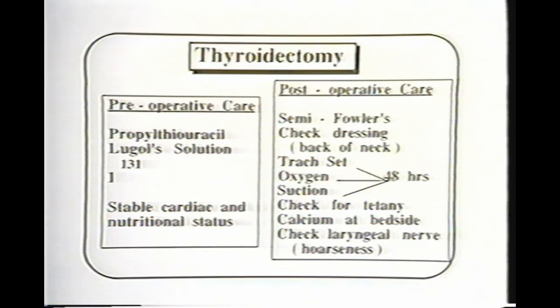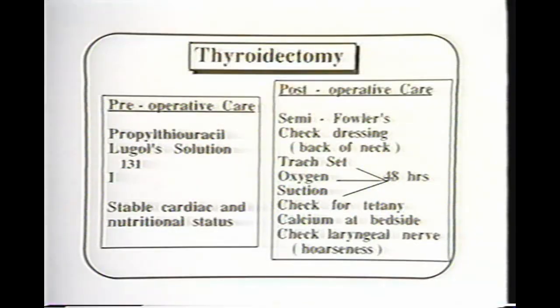Now look at the postoperative side on that. And we'll just run down those things that we talked about in relationship to those questions. We put the patient in a semi-Fowler's position. That's, of course, to prevent edema and swelling at the surgical site. It's important to check the dressing. Now you're going to check the back of the neck. Even though the surgery was on the front, if you're sitting in a semi-Fowler's position, the law of gravity is going to make it go to the back of the neck.